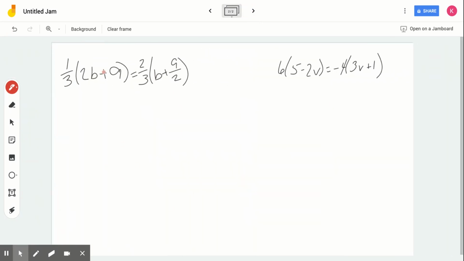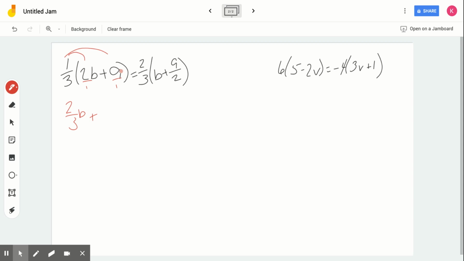So here with number 6, we are again going to need to distribute this inside the parentheses. So we can think of these whole numbers as having a 1 underneath of them. 1 times 2b is 2b. 3 times 1 is 3. So 1/3 times 2b is 2/3 b. 1/3 of 9 would be 3.